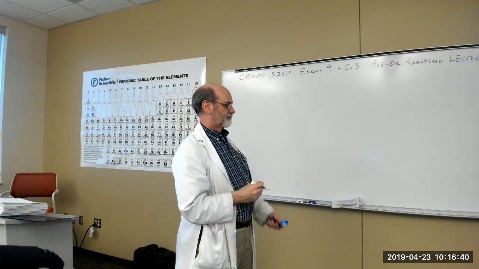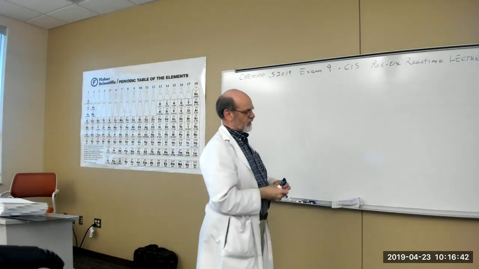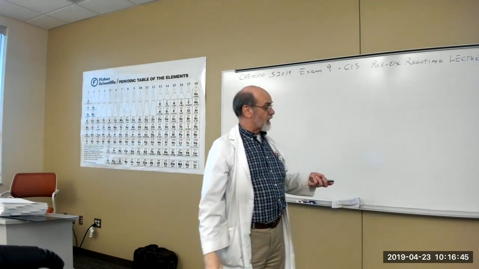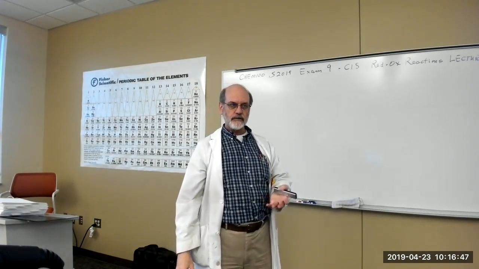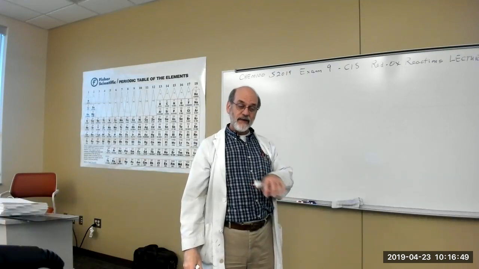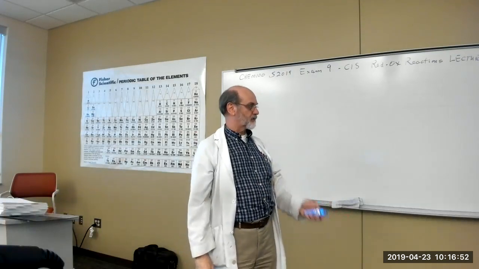MnO2. Well, this should be fairly simple. Each oxygen is -2, so we have a -4 total for the oxygens. And we have 1 manganese, so the manganese has to be +4 to balance.